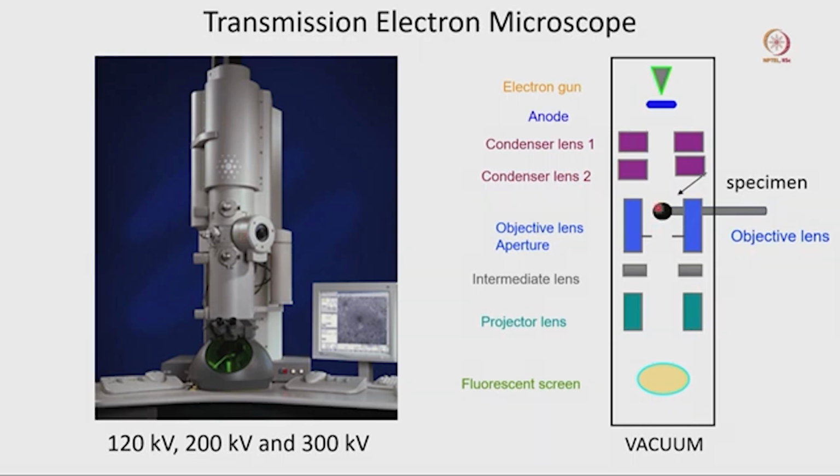The specimen goes here, where there are 2 objective lenses. One is called the upper objective lens and the other the lower objective lens. When the electron beam goes through the 3D object, it will pass through this objective lens, then the intermediate lens and projector lens, and it will give us an image here on the fluorescent screen. So, let us take a look at how the electron beam goes through our sample and gives us an image. Here the electron beam is passing through the sample and we are getting a 2D image.